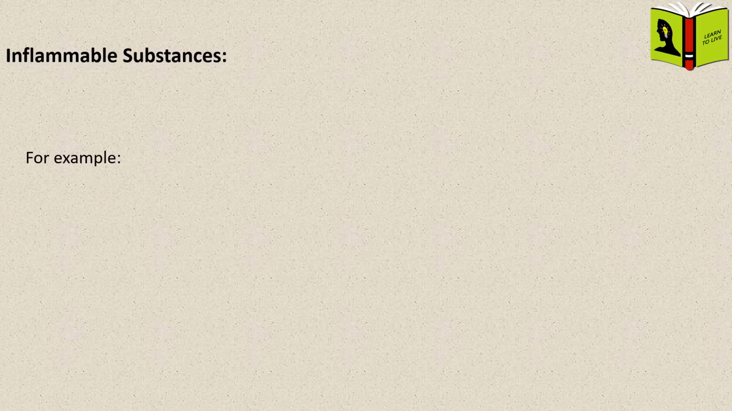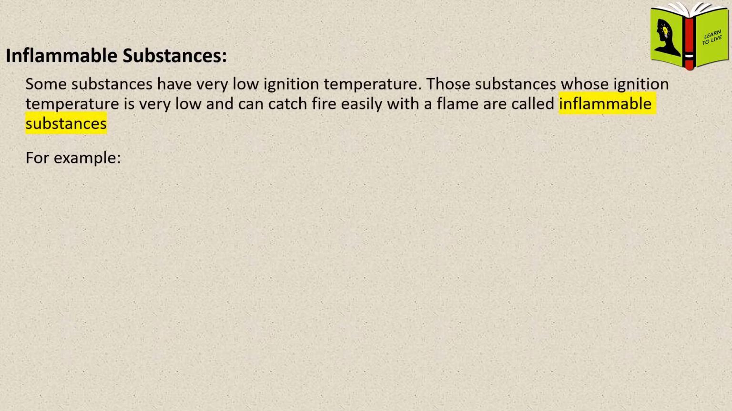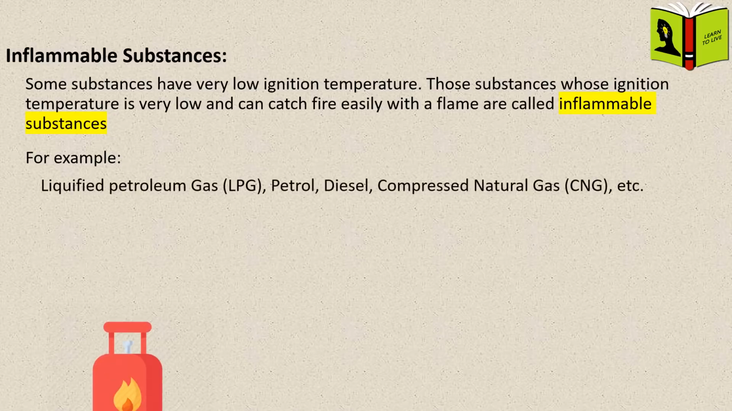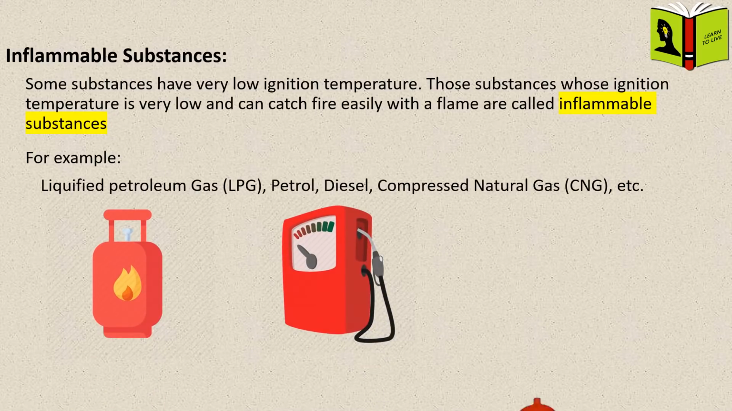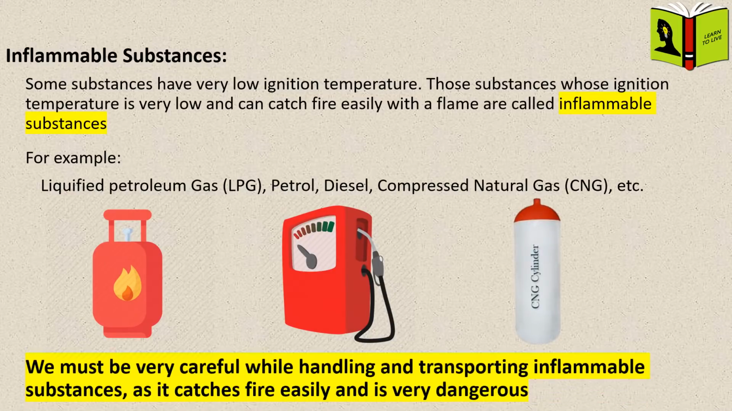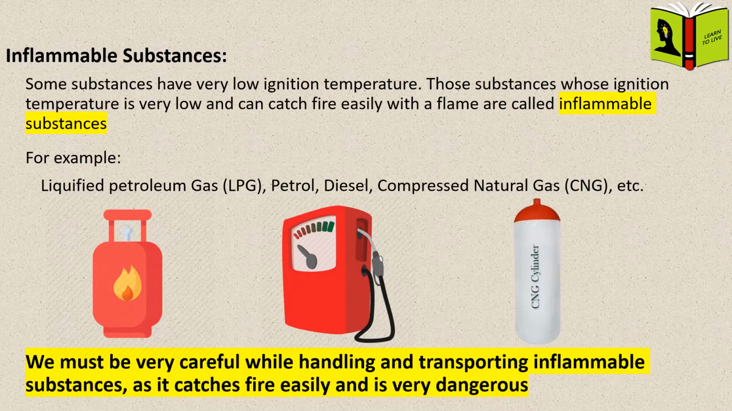Inflammable substances. Some substances have very low ignition temperature. Those substances whose ignition temperature is very low and can catch fire easily with a flame are called inflammable substances. For example, liquefied petroleum gas, LPG, petrol, diesel, compressed natural gas, CNG, etc. We must be very careful while handling and transporting inflammable substances, as they catch fire easily and are very dangerous.